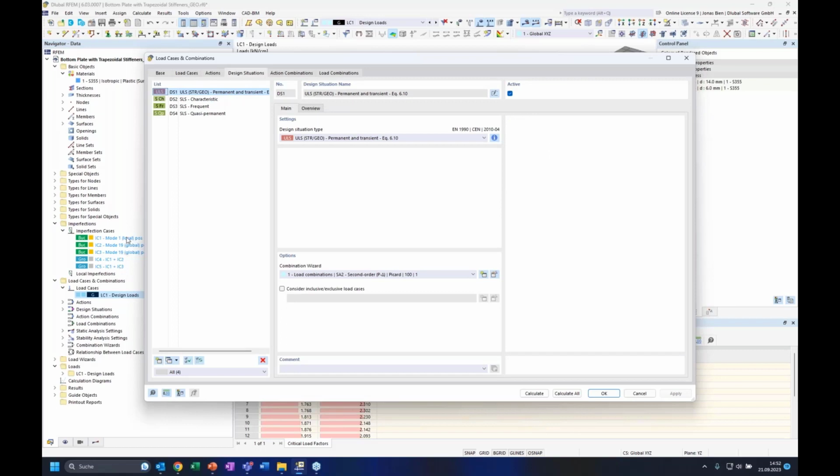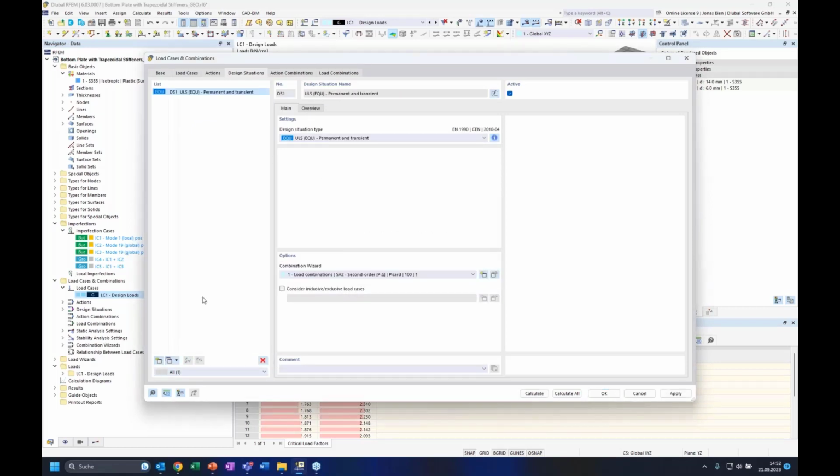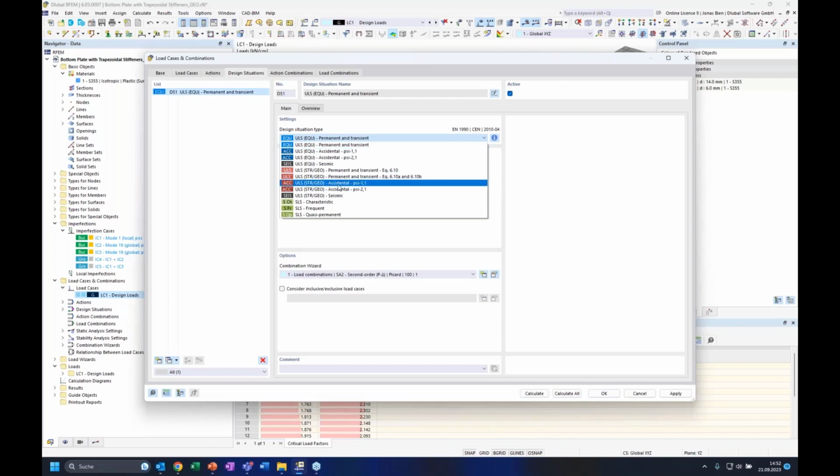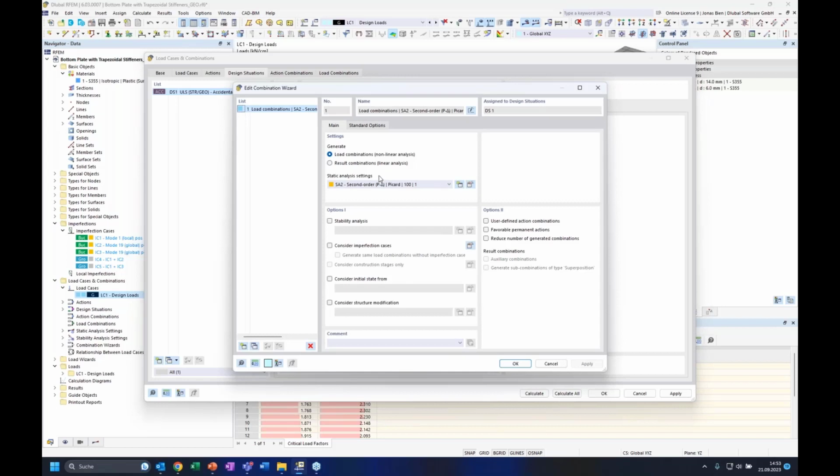And if I add imperfection cases, I don't need to manually add load cases. So I just delete all the preset design situations and add an accidental design situation, because in this design situation, all load cases are combined with a factor of 1.0. So that's quite nice. And then I change the combination wizard to tell it which settings to apply for the load combinations that are generated.